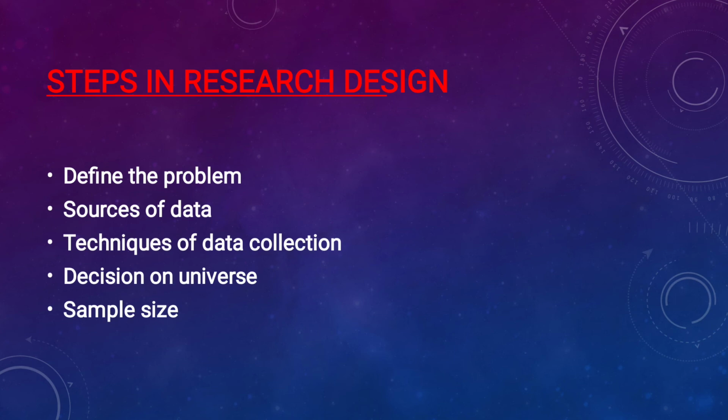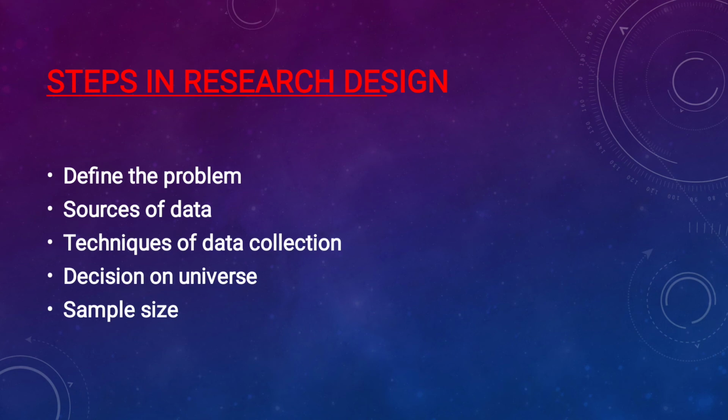That is what? Defining the problem. What do we have to do? We should give proper title to our research. That is what they are saying here. According to our objective, we have to define the problem. Second thing is what? Sources of data. Now we know that we have already studied this, that we have two kinds of sources, primary and secondary, from where we have to collect our data.